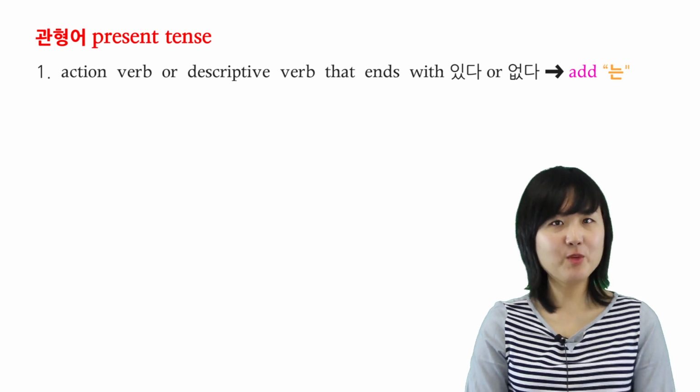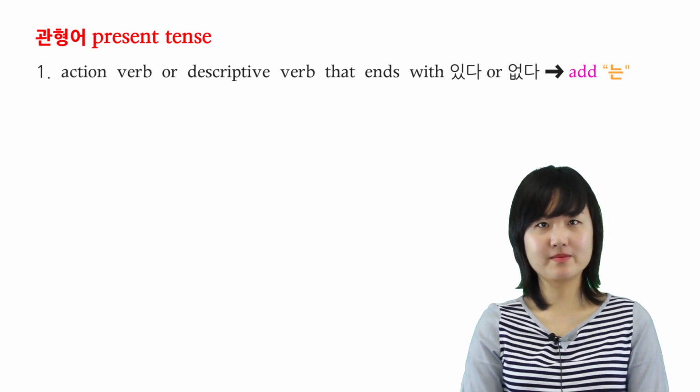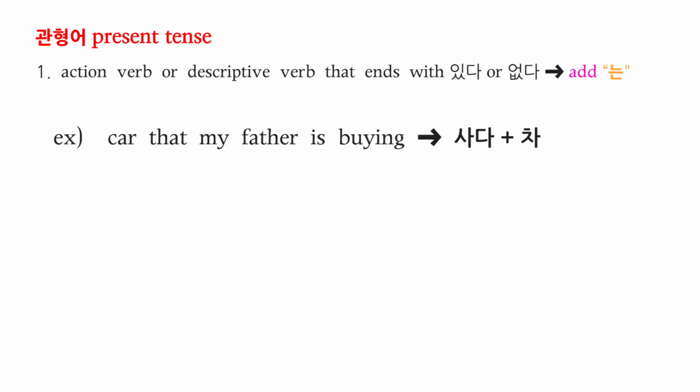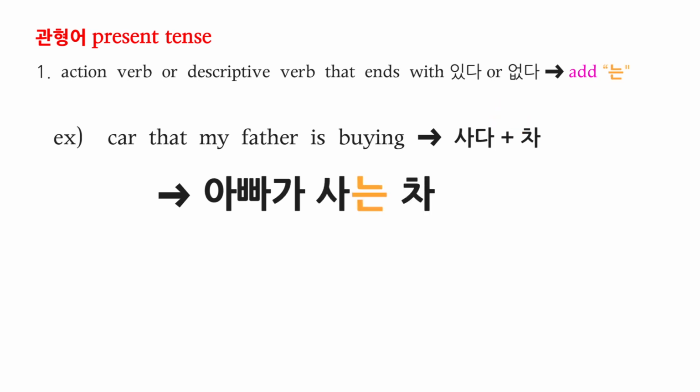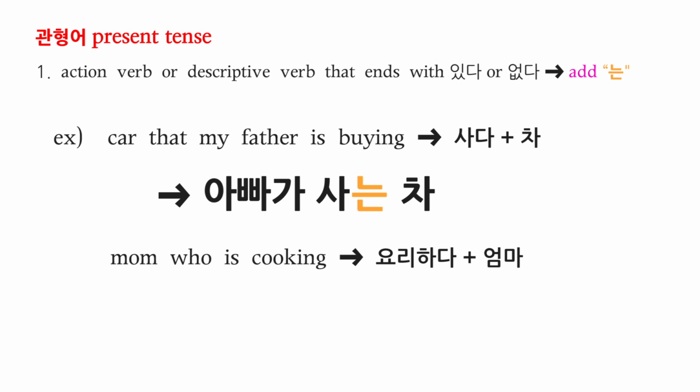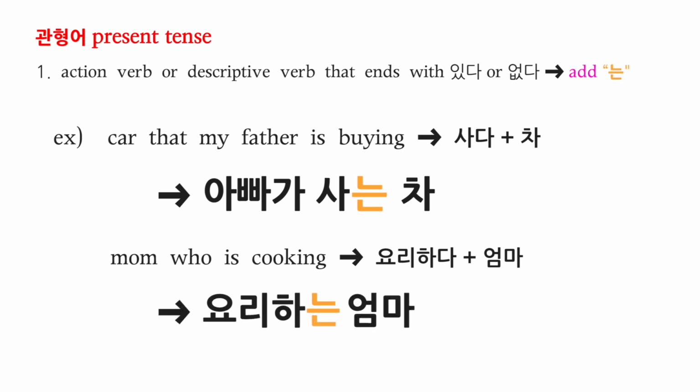Let's take a look at a few more examples. Car that my father is buying. Verb stem 사다 plus 차. Therefore, 아빠가 사는 차. Mom who is cooking. Verb stem, 요리하다 plus 엄마. Therefore, 요리하는 엄마.